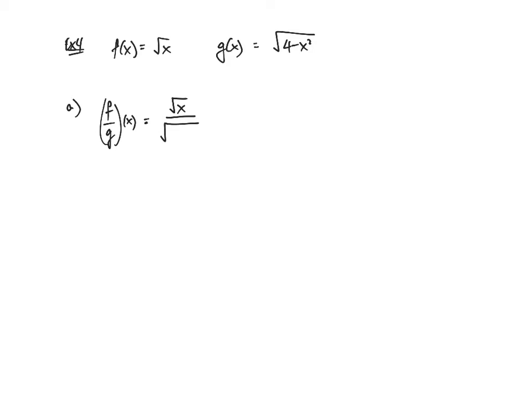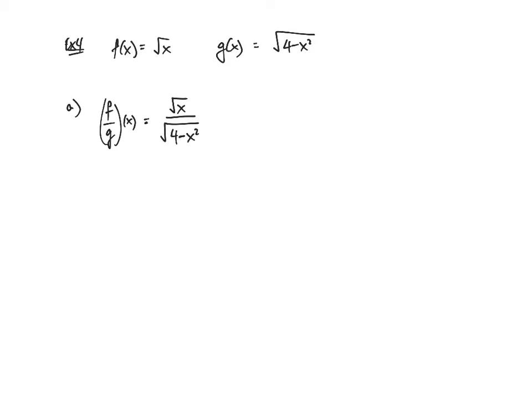So they give you two functions. f of x is radical x, and g of x is radical 4 minus x squared. And they want us to find the quotient of each one in addition to its domain. So actually this is fairly trivial as well. So f divided by g of x is simply f of x, which is radical x, over g of x.